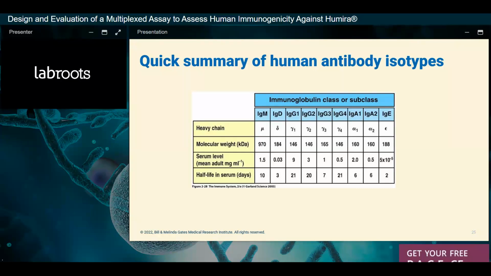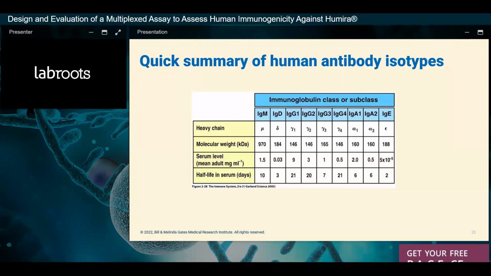And these differ in concentration, they differ in size, and they differ in half-life. So these are often correlated with different types of clinical responses. And this is what sometimes the regulatory agencies want to know: is there a specific isotype like an IgE that may be driving a hyperimmune response to your particular drug? So this is why you sometimes have to go about doing that.